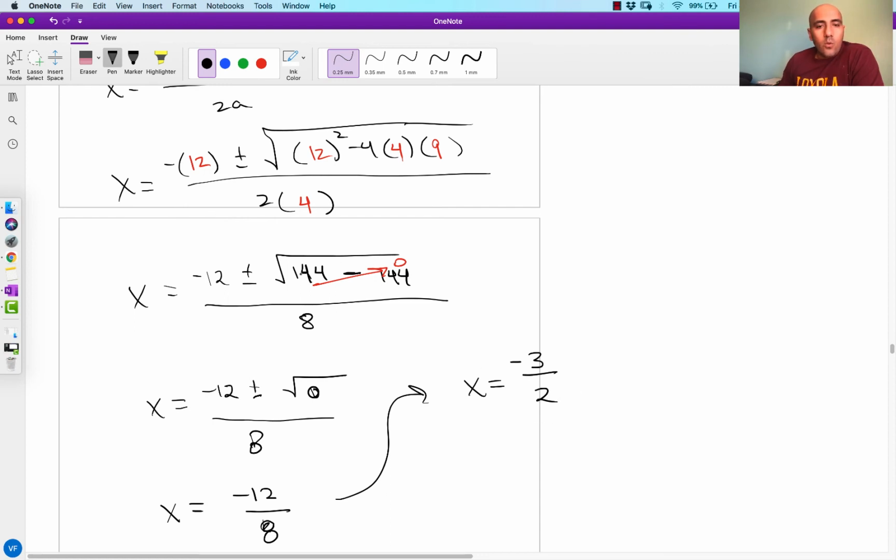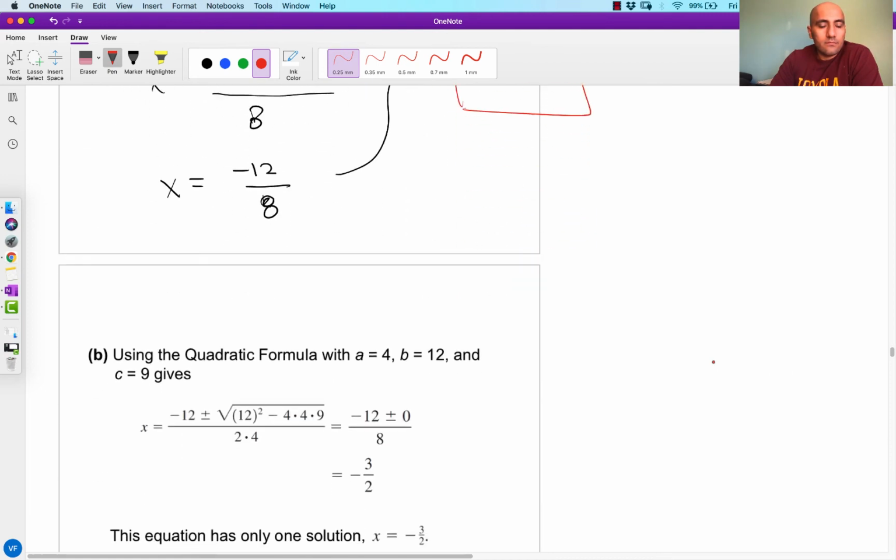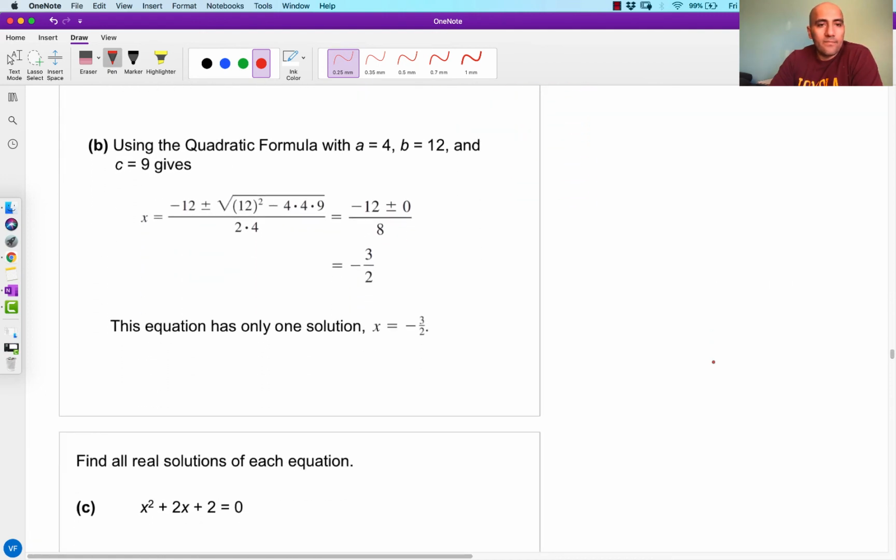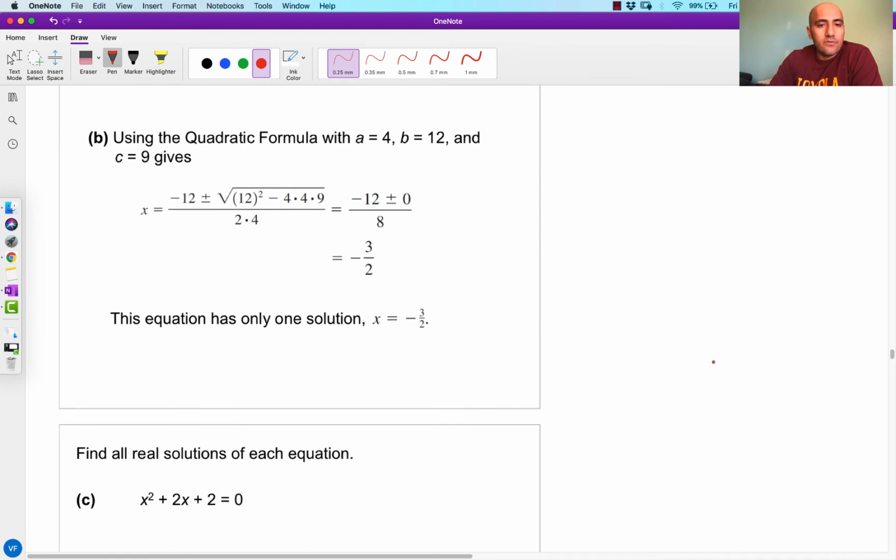Okay, so when the argument of this root function, what goes inside the root here, equals 0, we end up with the square root of 0, which is 0. And then we no longer have two separate cases. This would be the situation where we only have one solution. It's just x equals negative 3 over 2. Okay, so that's what the author did. Plug in those values, and that's how we get that.